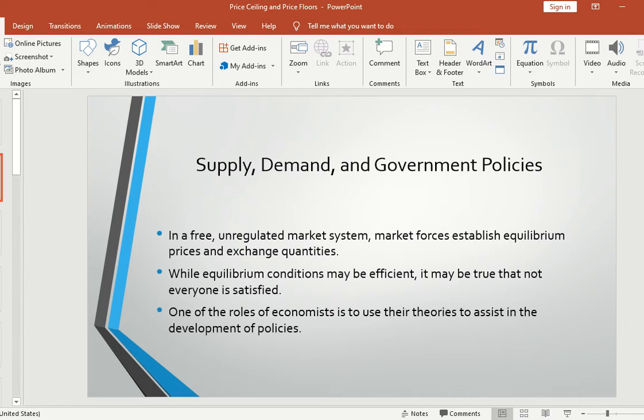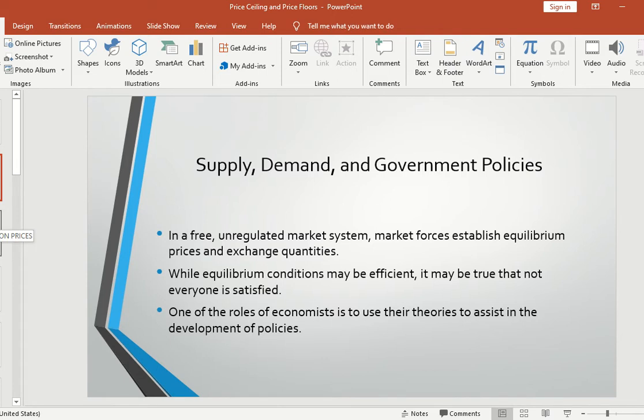While the outcome may be efficient in the sense that we can probably get the most out of the resources we have with a free and unregulated market, not everybody is happy about it. So one of the roles of economists is to develop policies according to economic theories.